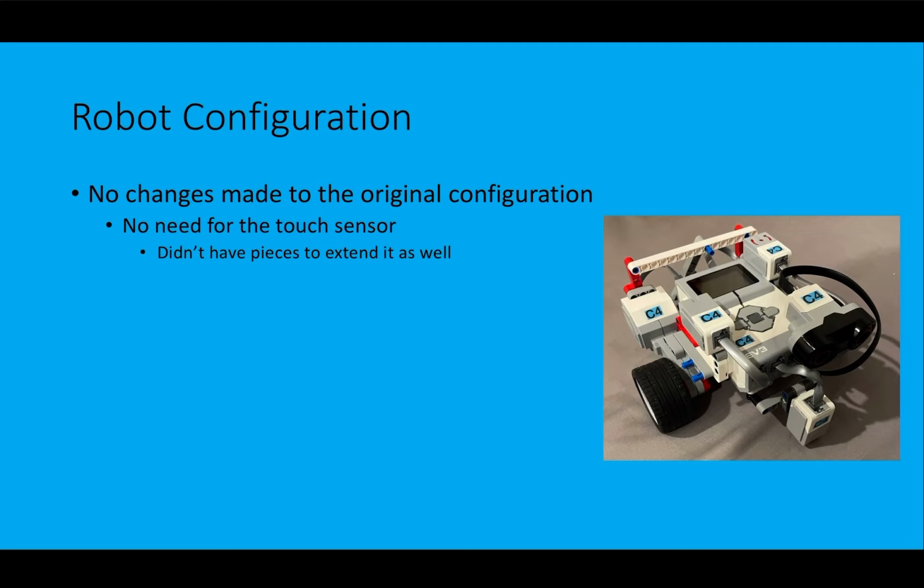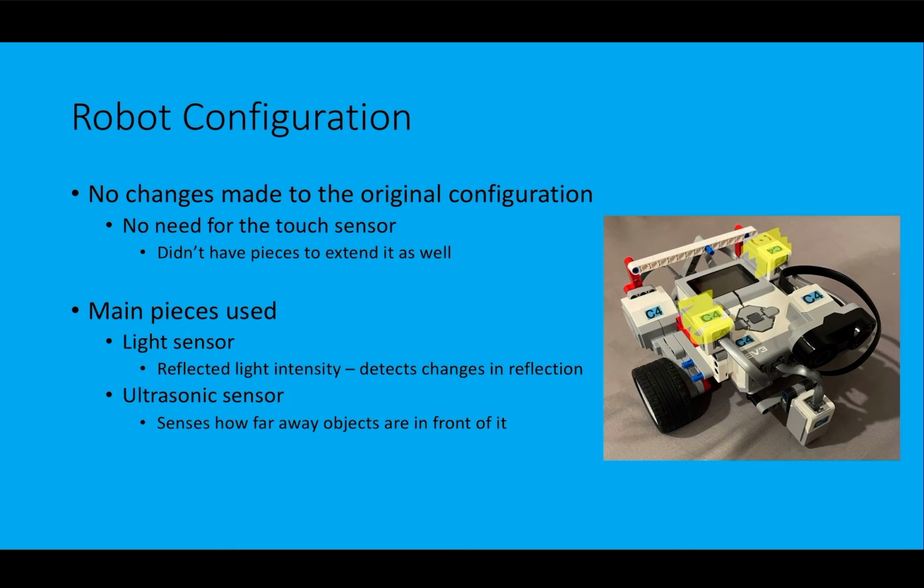So the robot configuration, I didn't make any changes to the configuration. As you can see here, this is the touch sensor, which we don't really use, and the gyroscopic sensor, which we don't use in this, but they are useful in other circumstances. I just didn't find any simple or effective use for them here. Let's see, the light sensor is a big part of this project because that's what determines whether it stops or not. And we also have the ultrasonic sensor, which detects how far objects are away from it.